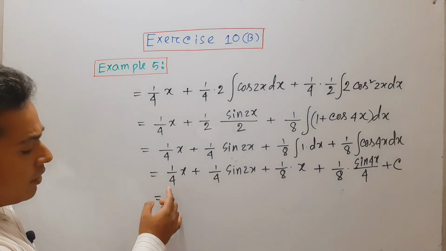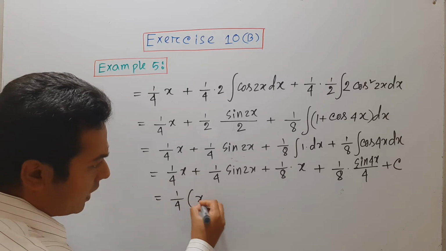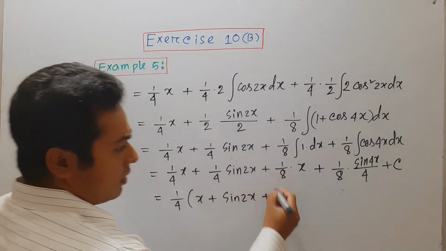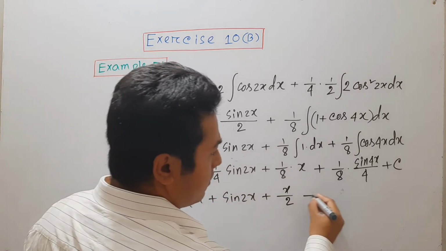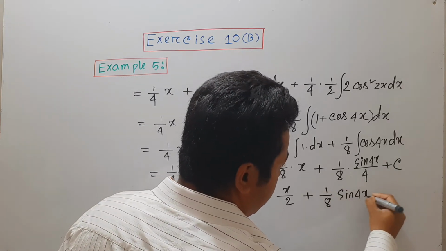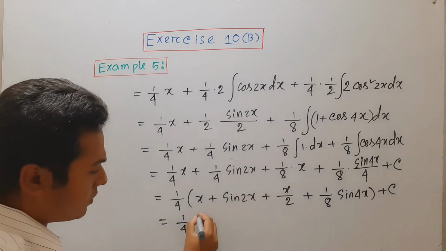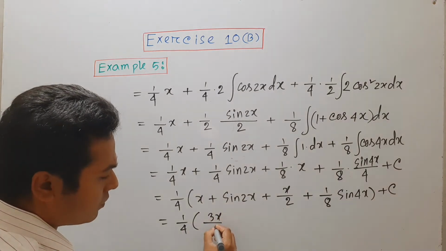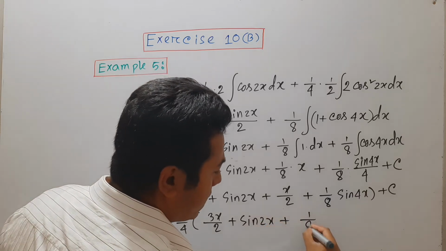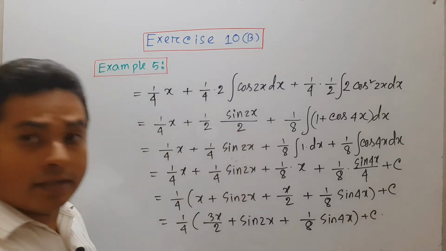Now we can take common 1 by 4 from each term, is equal to 1 by 4, so x plus sin 2x plus x divided by 2 plus 1 by 8 sin 4x plus c. Okay, 1 by 4, x plus x by 2 will be 3x divided by 2, plus sin 2x plus 1 by 8 sin 4x plus c. Okay, this is our answer.